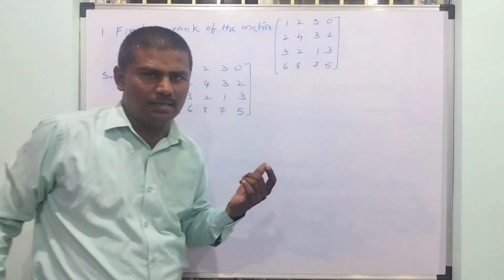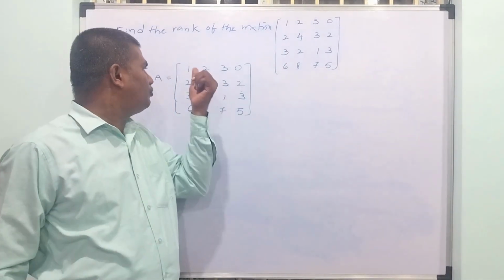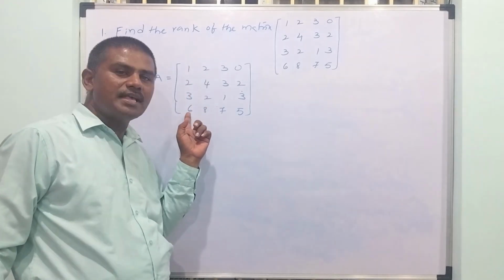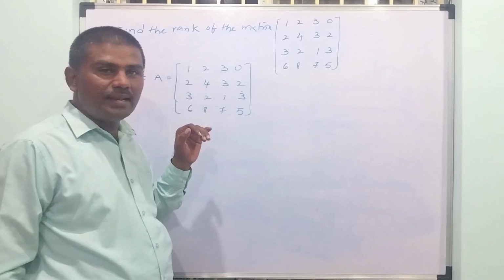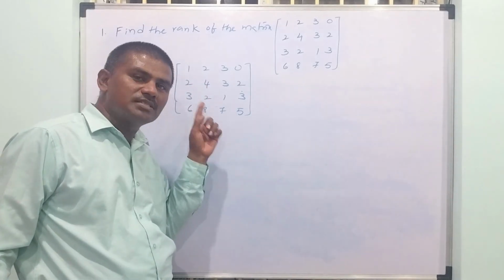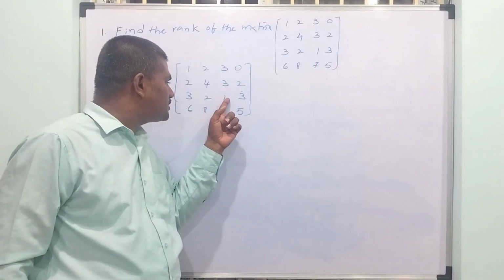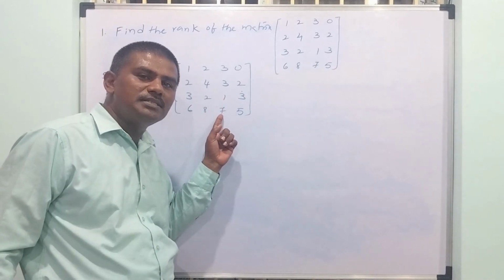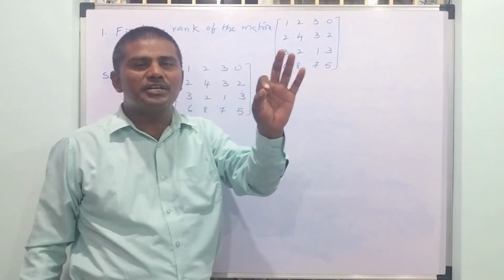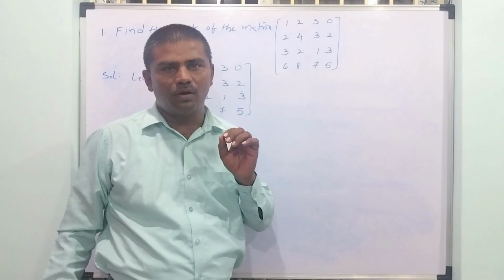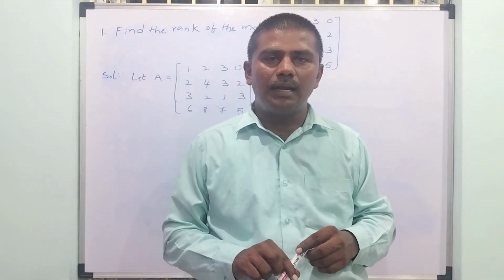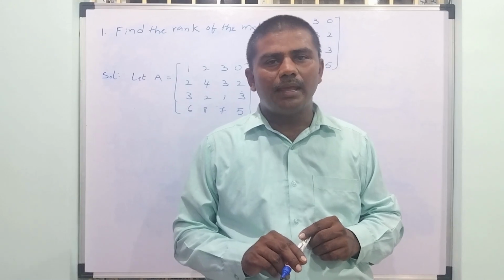What is the procedure? First of all, you have to take this element and make these three elements 0. Then take this element and make these two elements 0. And use this element and try to make this element 0, using elementary row operations only. We have to use only elementary row operations and try to bring it to echelon form.